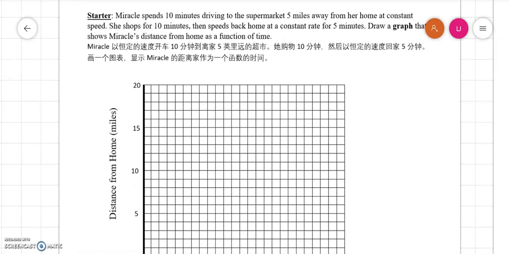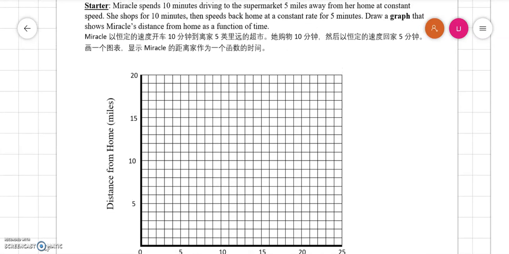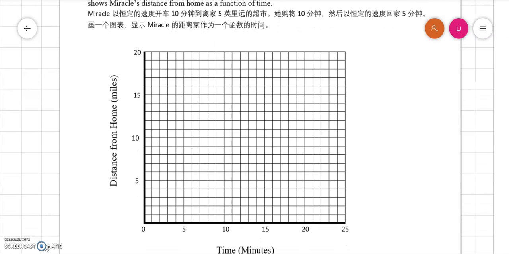So Miracle is driving to the supermarket, which is 10 minutes away and 5 miles away. And note it says at a constant speed. She shops for 10 minutes at the supermarket, and then she speeds back home at a constant rate again for 5 minutes. And we need to draw a graph of this. So this graph is supposed to show distance from home versus time. Note that time is on the x-axis because time is always the independent variable.